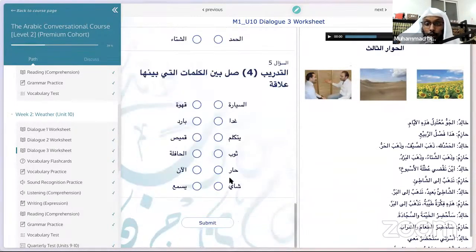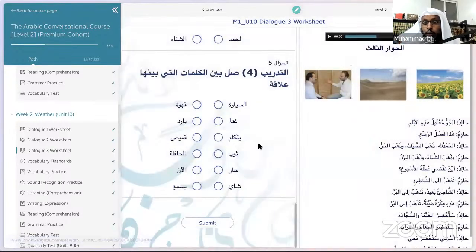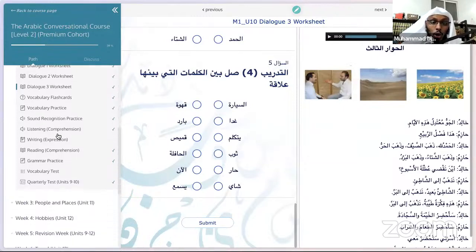After you submit it, you put your name and your email address, and then the teacher will mark it, give you feedback, correct all your mistakes, and you're going to receive it back as a PDF, okay, with all of your mistakes. Obviously, that's for premium cohort. The self-paced students, when you submit it, you're going to get sample answers that you can compare your answers to, but a teacher will not mark it. That's the self-paced student, okay? So these are dialogue worksheets.